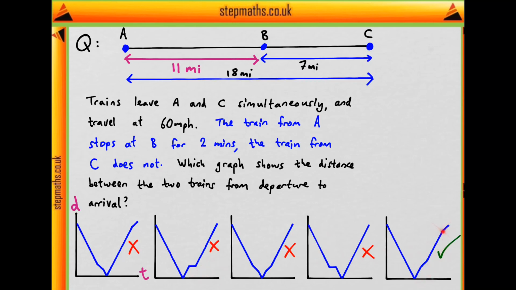And what's meant by this kink at the top? Well, if they're going at the same speed, the same distance, but one train is stopping and the other's not, then train C is going to arrive at A 2 minutes before train A arrives at C. And that's what this last kink means. So this is the final answer, which corresponds to E on the question paper.